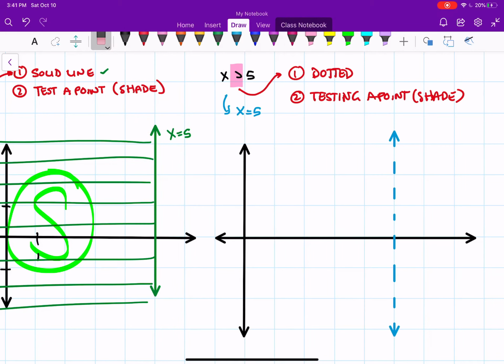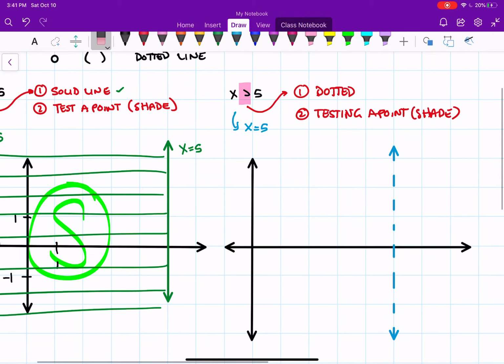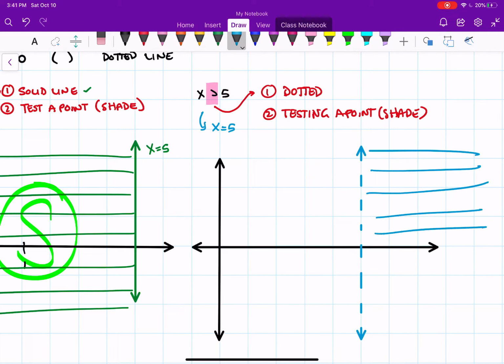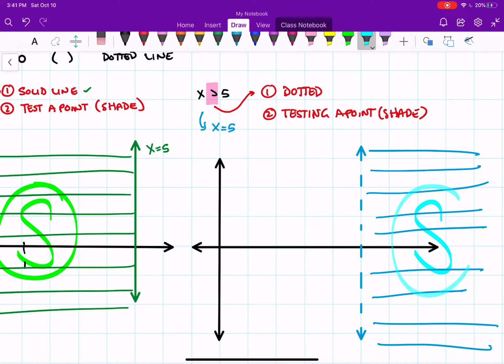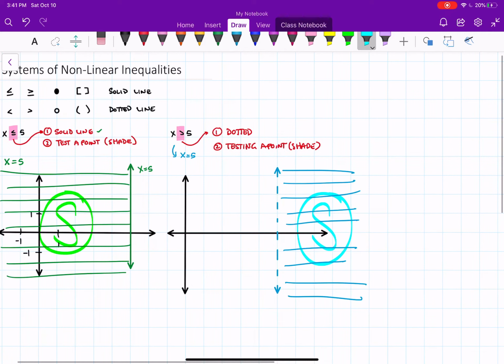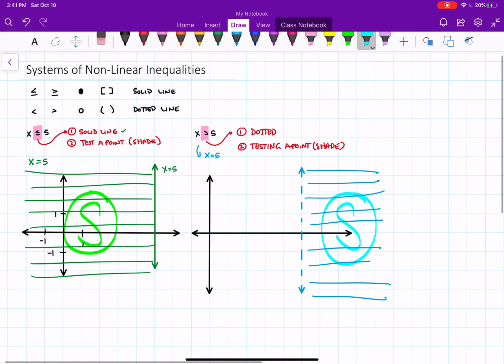Okay. So now it's a dotted line, but I want it to be greater than 5. So now it means that everything is going to be shaded to the right, because 6 is greater than 5, 7 is, 8 is, and so on and so forth. So any point in that shaded region would be considered part of my solution. Okay? So that's what you would do, right? So this is something that we did a while ago.